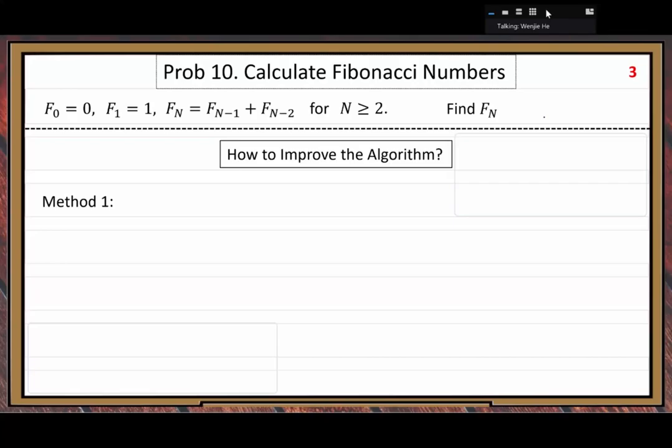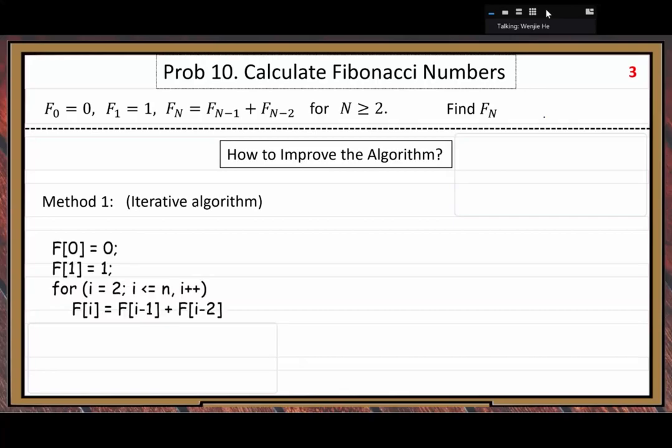Because this recursive formula is so simple, we do not have to use recursion to calculate Fibonacci numbers. We can use iteration to calculate. The first method is very simple. So we use the iterative algorithm. Implementation is also very simple. Initialization, two initial values. Then one for loop. In this for loop, we do the recurrence. No recursive function call. Right? Here, no recursive function call.